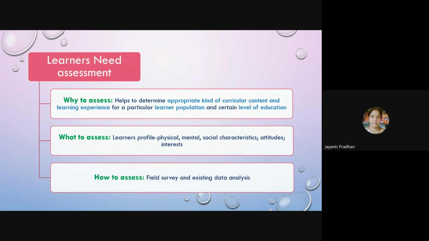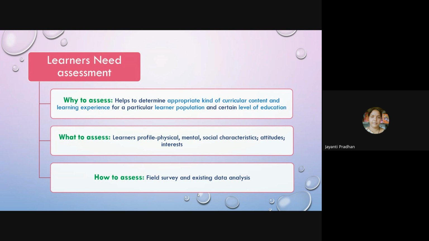So physical, cognitive, language, socio-emotional, and creativity, all these are the domains that must be developed to achieve the holistic development of the learners. So we must assess the learners' profile, at what state of development they are in. Then along with that, we must assess the attitude and interest of the students.